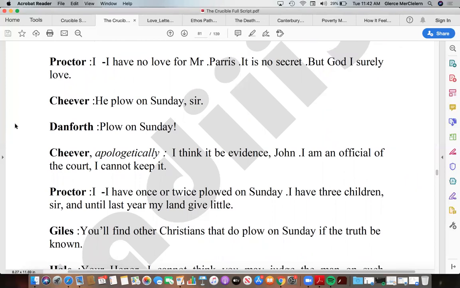On Sunday? I think it be evidence, John. I am an official of the court. I cannot keep it. I have once or twice plowed on Sunday. I have three children, sir, and until last year my land gave little.